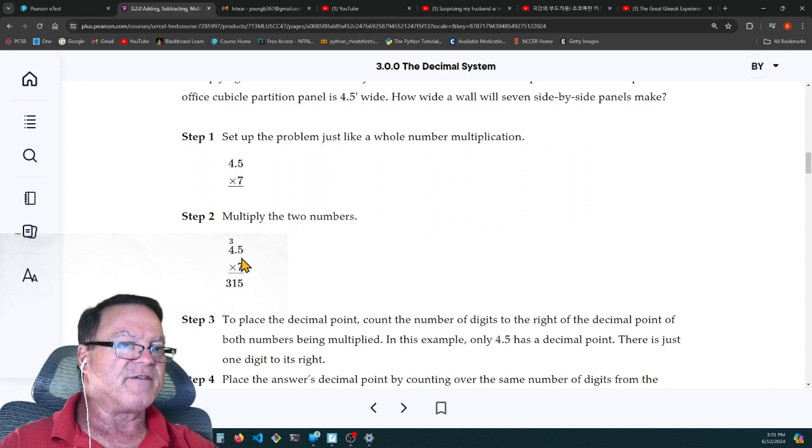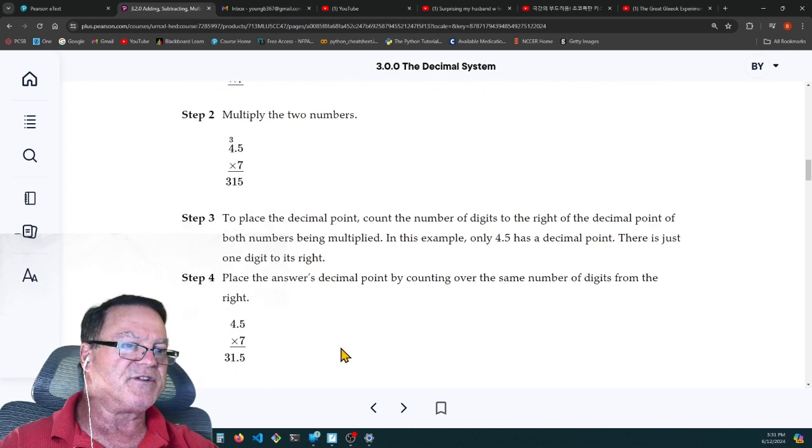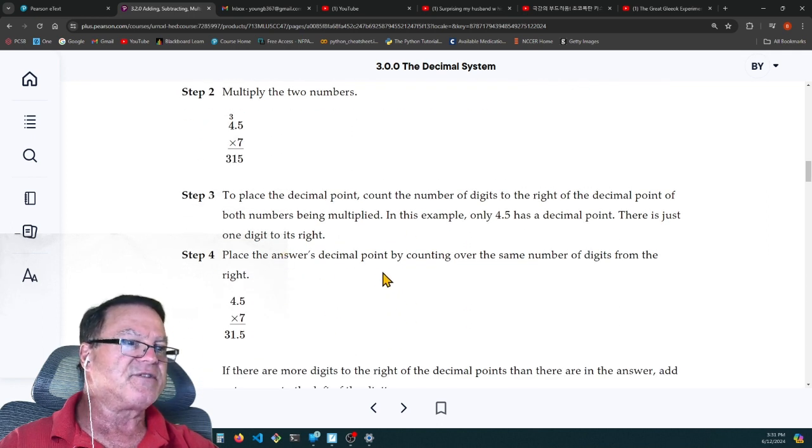There's 0.5, so there's one decimal place. We're going to put our decimal point between the 1 and the 5. 31.5. To place the decimal point, count the number of digits to the right of the decimal point of both numbers being multiplied. In this example, only 4.5 has a decimal point. There's just one digit to the right. Place the answer's decimal point by counting over the same number of digits from the right, 31.5.